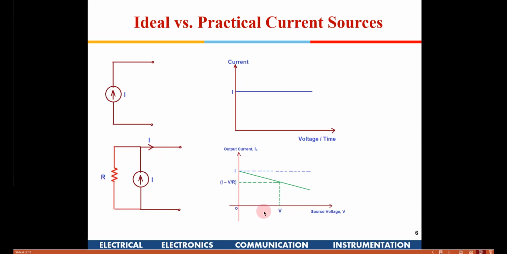So if you see out here, this is the current and this is the voltage. As you keep increasing the load resistance value, the output terminal voltage comes down. In the ideal case it says the current remains the same, but that doesn't happen in a practical current source. So you will have to understand this difference between an ideal and practical current source.